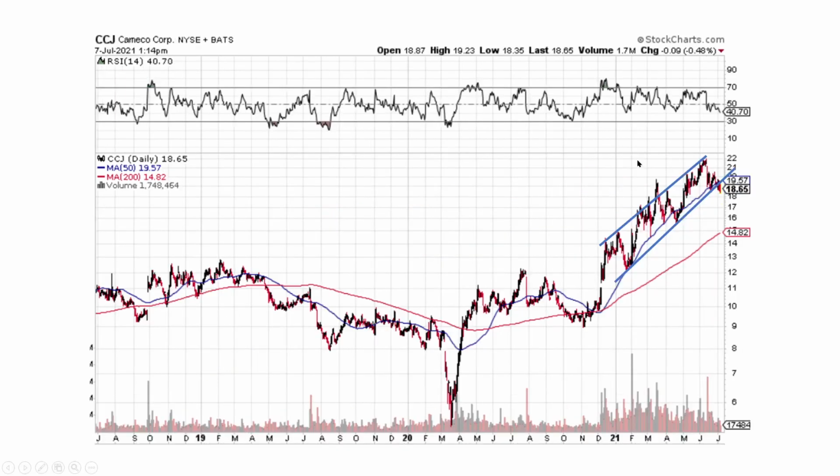CCJ, we've got this uptrend channel going up. I think we're breaking to the downside, and I think we're going to have to consolidate. We're going to have a pullback consolidation period.